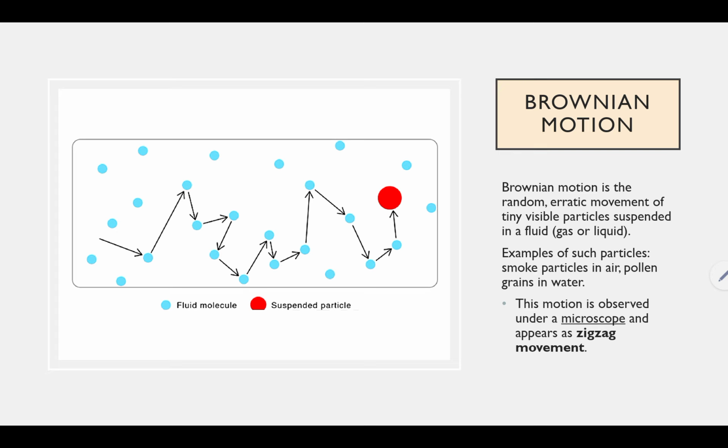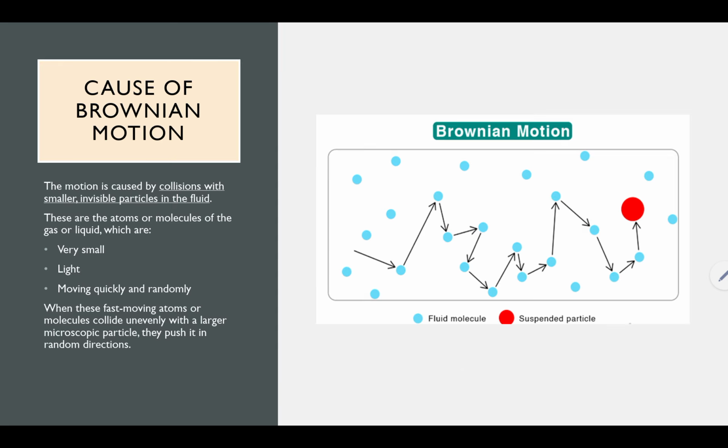Here, Brownian motion, to cut it short, is first of all observed under a microscope. Second of all, it's a zigzag movement due to the collision of a particle with a gas or a liquid. So this zigzag motion is caused by collisions with smaller, invisible particles in a fluid. These are the atoms or molecules of the gas or the liquid, which I cannot see. They're very small, they're light, and they move quickly.